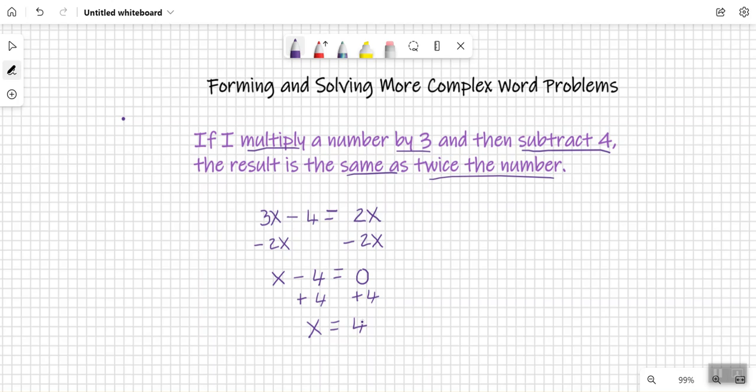Okay, so that's what it looks like. That's really it. This is just forming and solving more complex word problems. This is more complex in that we're ending up with an algebra expression that has x terms on both sides. Again, we do exactly the same things. We let the number be x, we write everything else in terms of x that it mentions in the word problem, which is this sentence here. Then once we have our algebra expression written out, we can solve it and work out what the value of x is. So that is forming and solving more complex word problems.